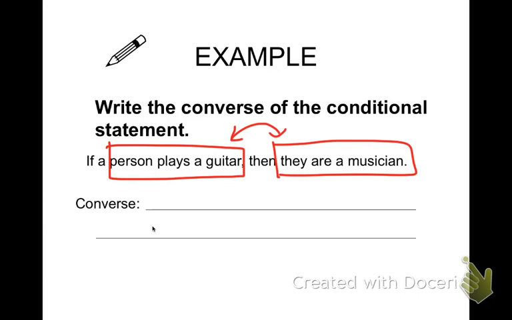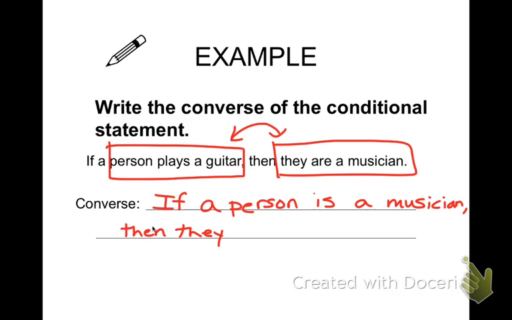So when we do a converse, I'm going to move this part over here. I'm going to move this part over here. But we are going to do some wordsmithing to make it sound appropriate. So my converse could be, if a person is a musician, then what? Then they play the guitar. Good.